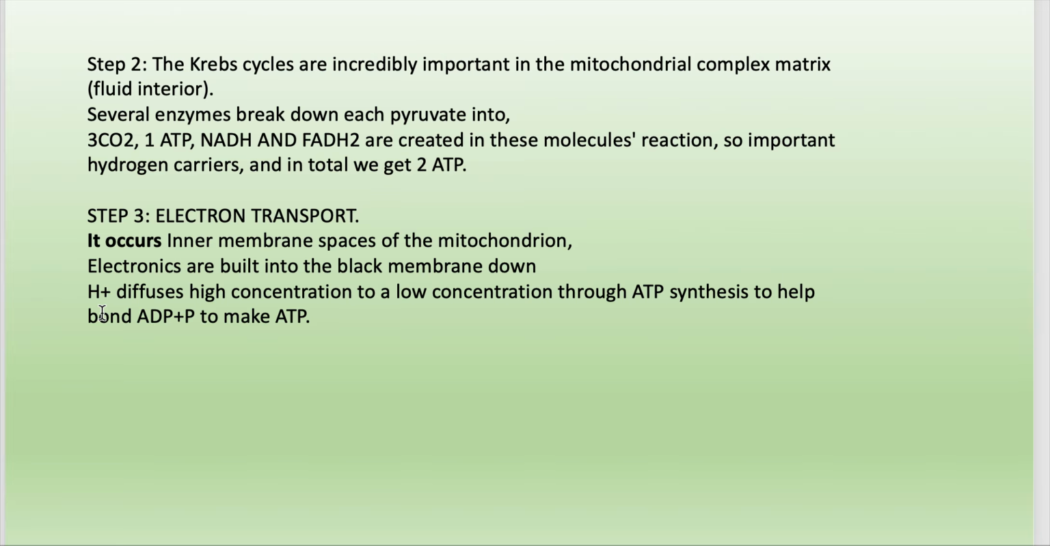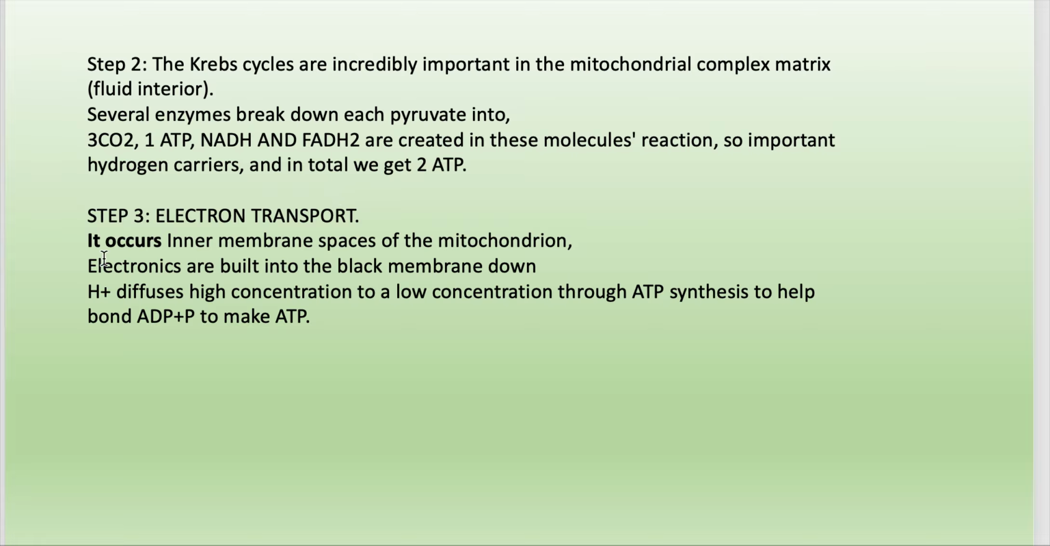The Krebs cycle and the electron transport chain are incredibly important in the mitochondria's complex fluid interior. Several enzymes break down each pyruvate into carbon dioxide, ATP, NADH, and FADH in these molecular reactions. These are important hydrogen carriers, and in total we get 2 ATP.